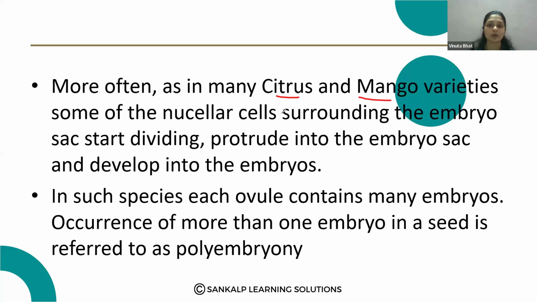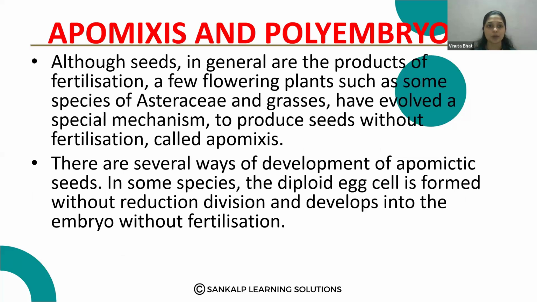These are very important. What is polyembryony? Give an example. How is polyembryony formed? Examples. All of these are very important for your exam. And this is the last topic of this chapter, sexual reproduction in flowering plants. This is just a brief explanation.